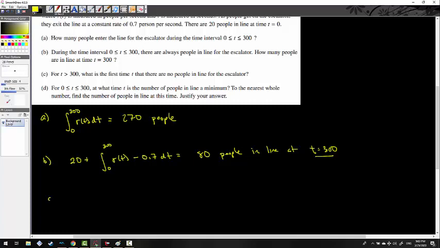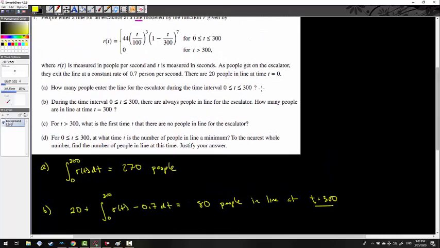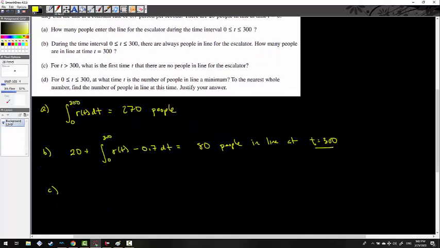So, part C. For t being greater than 300, what is the first time that there are no people in the escalator? Well, remember, from time being greater than 300, luckily we caught a break because nobody's in line anymore. So really what we start off with is the people who were there at time equals 300. Well, how many people were there? Well, luckily in part B we already solved for that. There were 80 people in line right there.